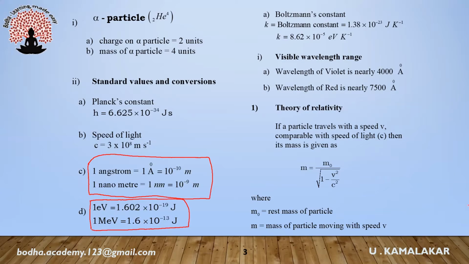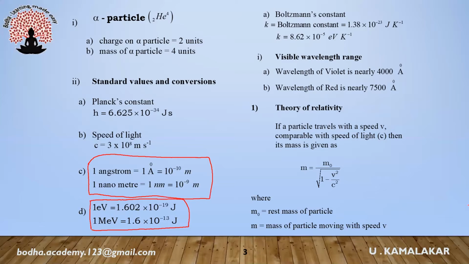The value of Boltzmann constant is 1.38 × 10^-23 joule per Kelvin. It can also be expressed as 8.62 × 10^-5 electron volt per Kelvin. The wavelength of violet is nearly 4000 angstroms. The wavelength of red light is nearly 7500 angstroms.